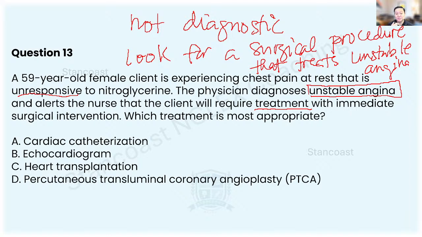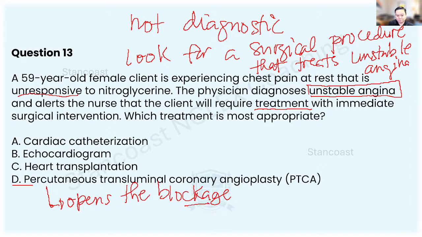All right. The correct answer here is the PTCA, percutaneous transluminal angioplasty. That is the correct answer because it can alleviate the blockage. It opens up the blockage and can also restore the blood flow. Remember what I said earlier about cardiac cath? That is diagnostic. What we need here is a surgical procedure that will treat the patient's unstable angina, something that can remove the blockage and restore blood flow and oxygenation.